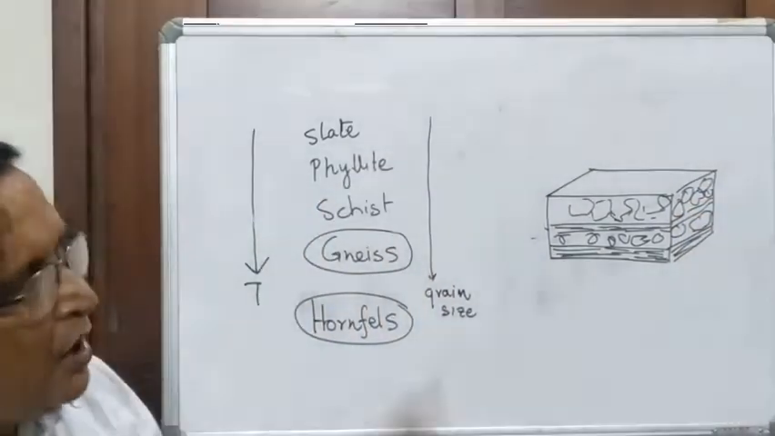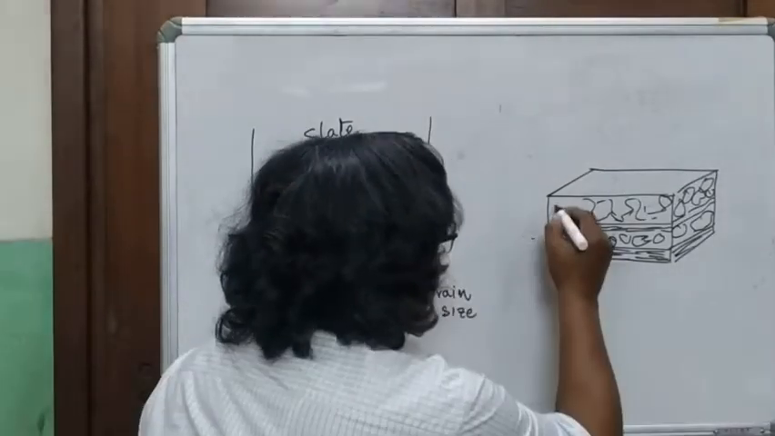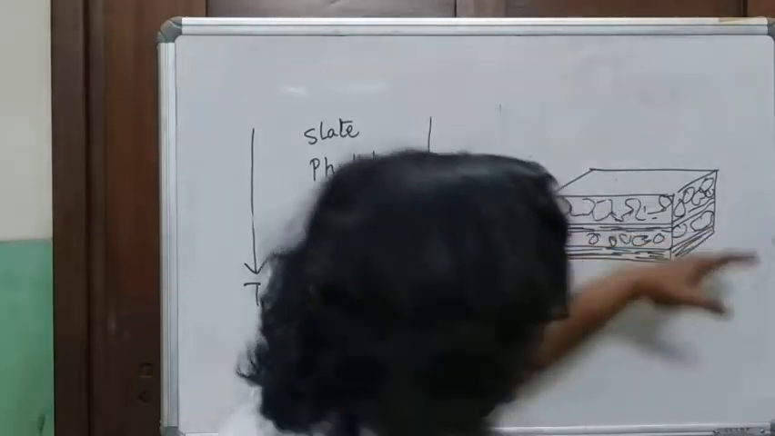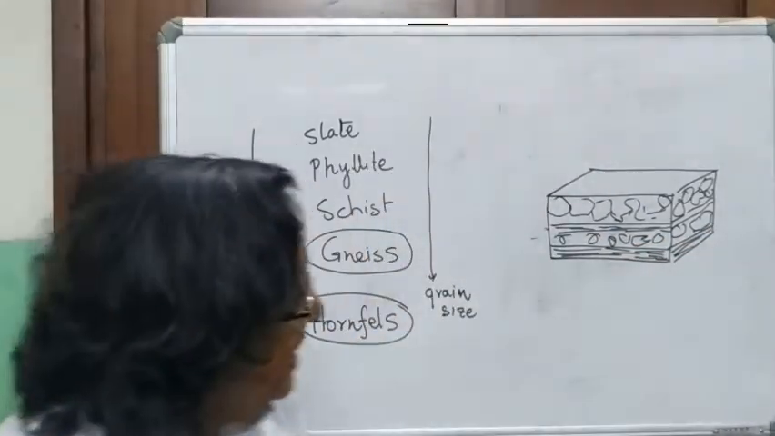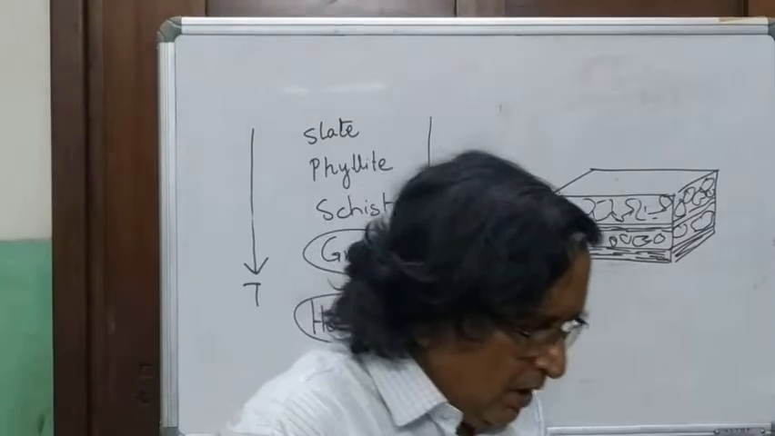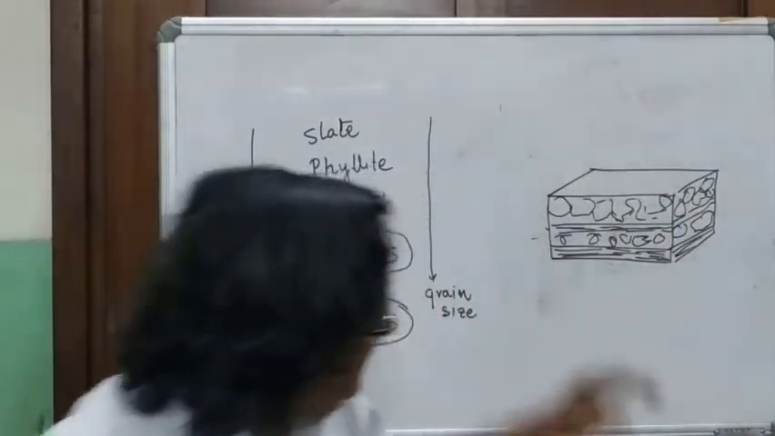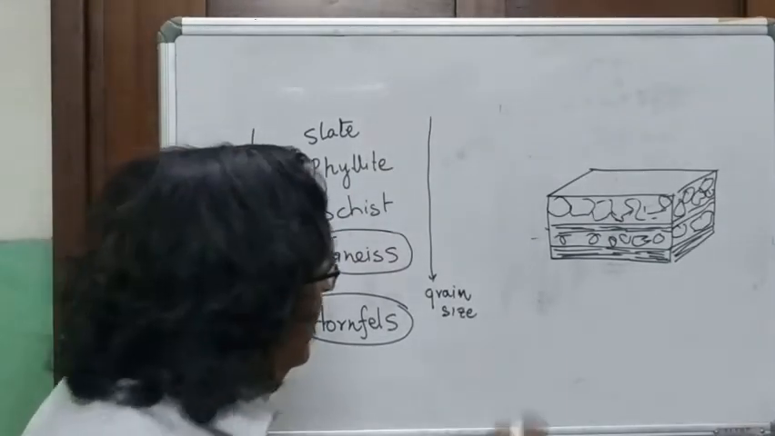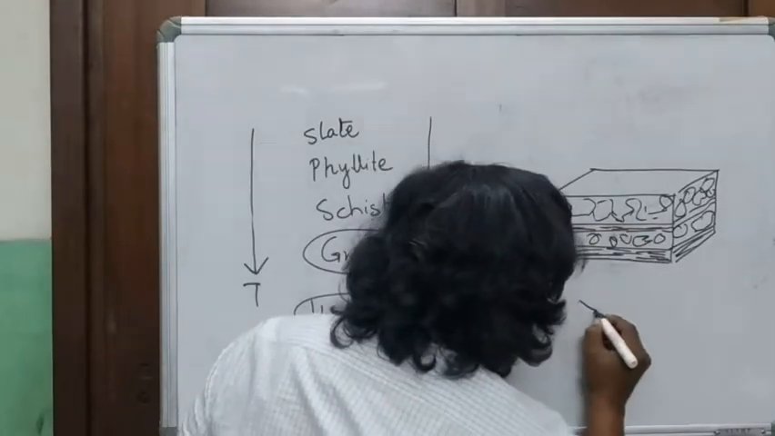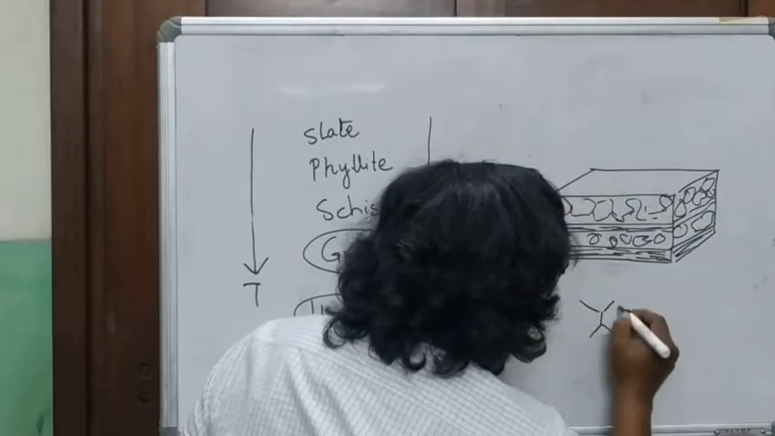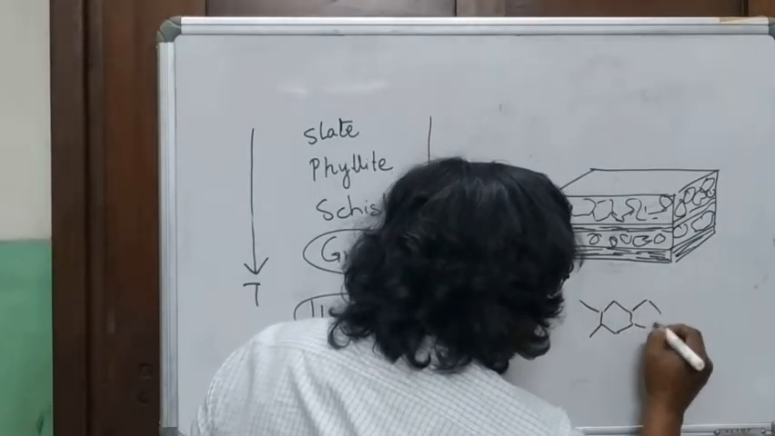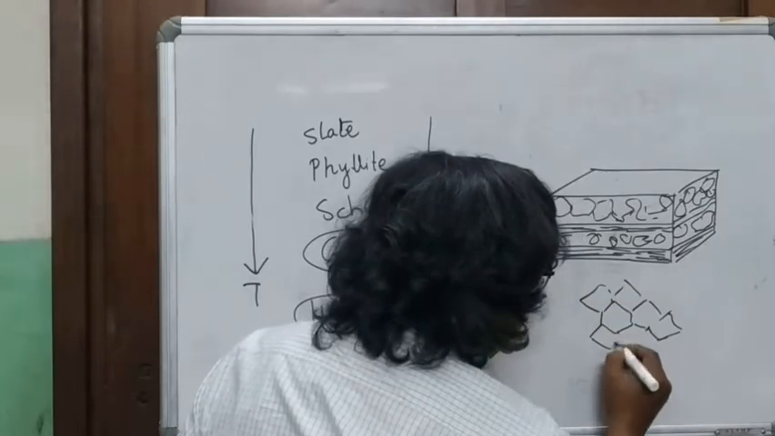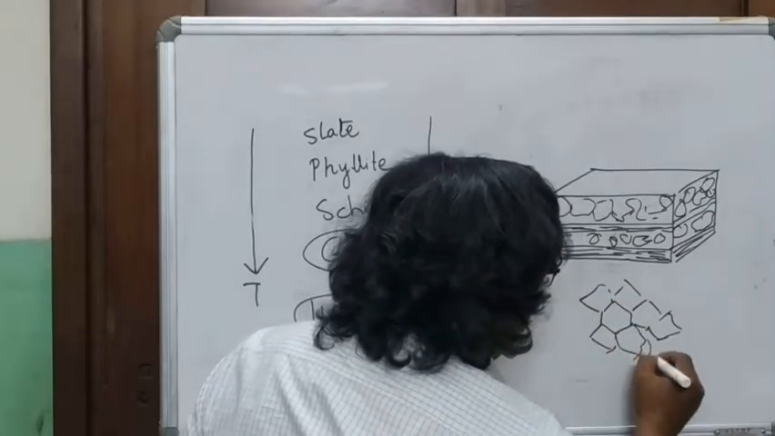Unlike sedimentary rocks that you have studied before, they have a difference. In the micaceous layers, the crystals form a polygonal shape. Have you understood? They form generally a polygonal shape.